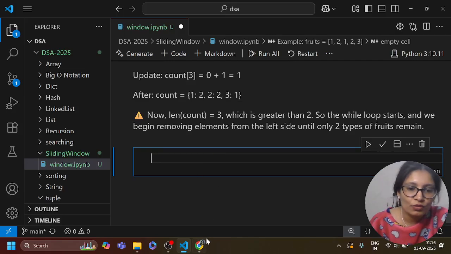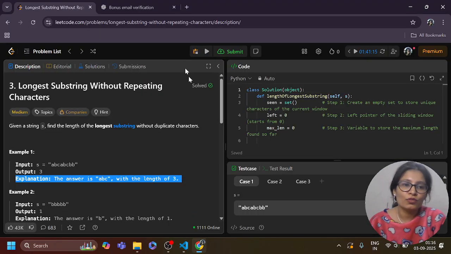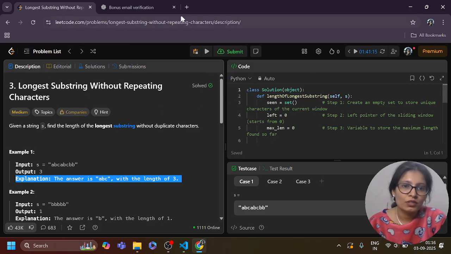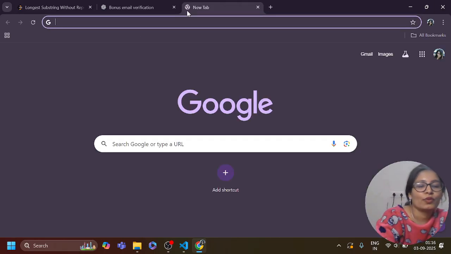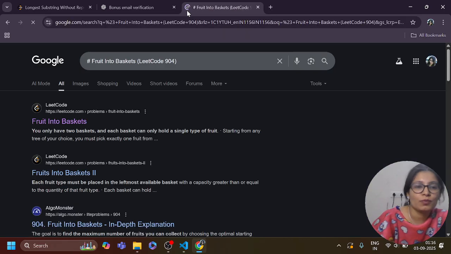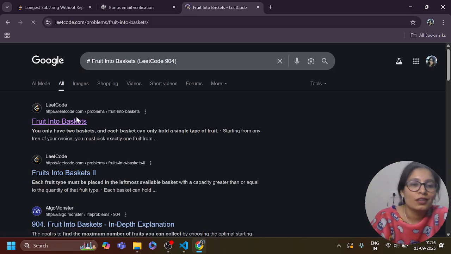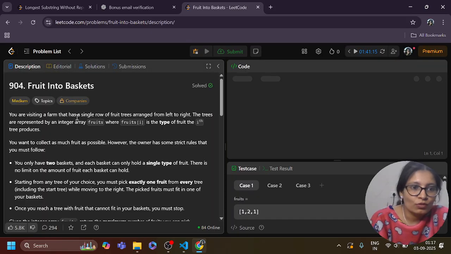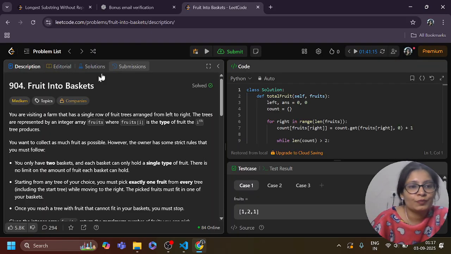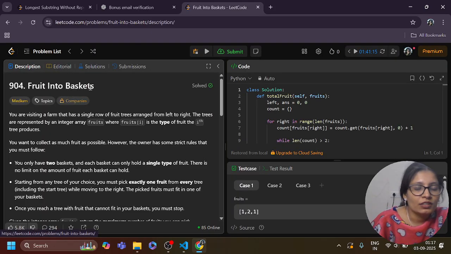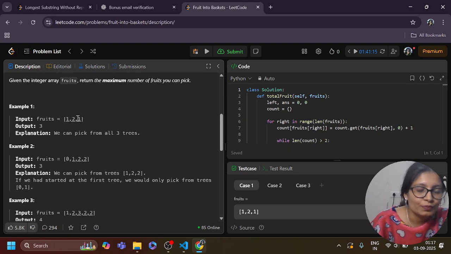So today we are going to solve another problem of LeetCode. I already solved this, and now you can search for the problem. Okay, Fruit Into Baskets. I have already solved it on LeetCode. The problem number is 904. So this is the problem.